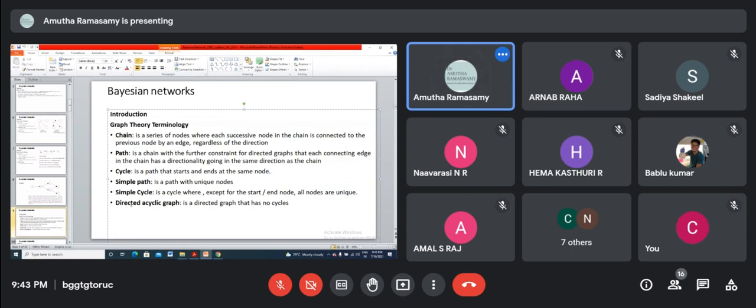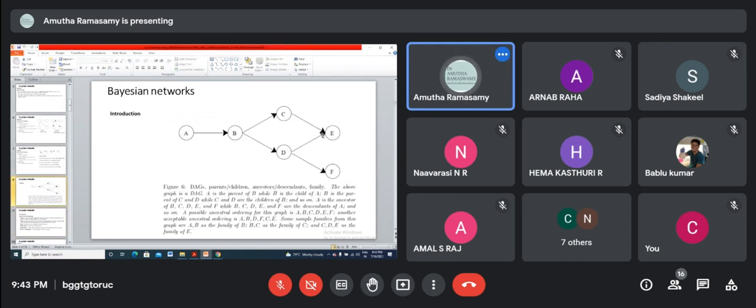Then this directed acyclic graph, this directed graph that has no cycle, like this. Okay, so here no cycle. If the arrow goes 1, 2, 3 like this, and if this arrow comes here and this arrow goes here, then we say it's a cycle. But now this is not a cycle, so it's acyclic.